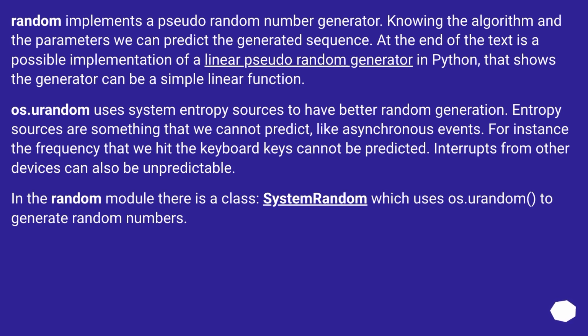os.urandom uses system entropy sources to have better random generation. Entropy sources are something that we cannot predict, like asynchronous events. For instance, the frequency that we hit the keyboard keys cannot be predicted. Interrupts from other devices can also be unpredictable. In the random module there is a class, SystemRandom, which uses os.urandom to generate random numbers.